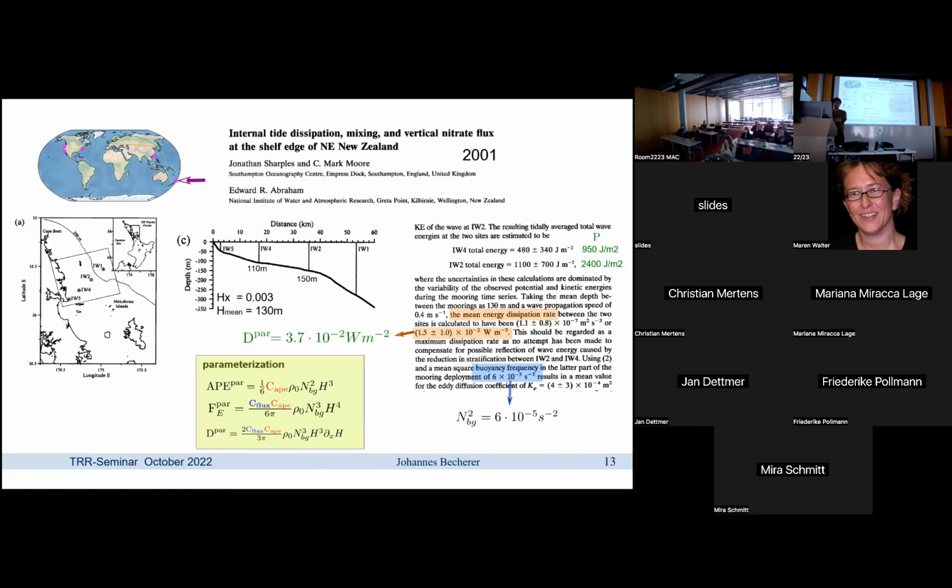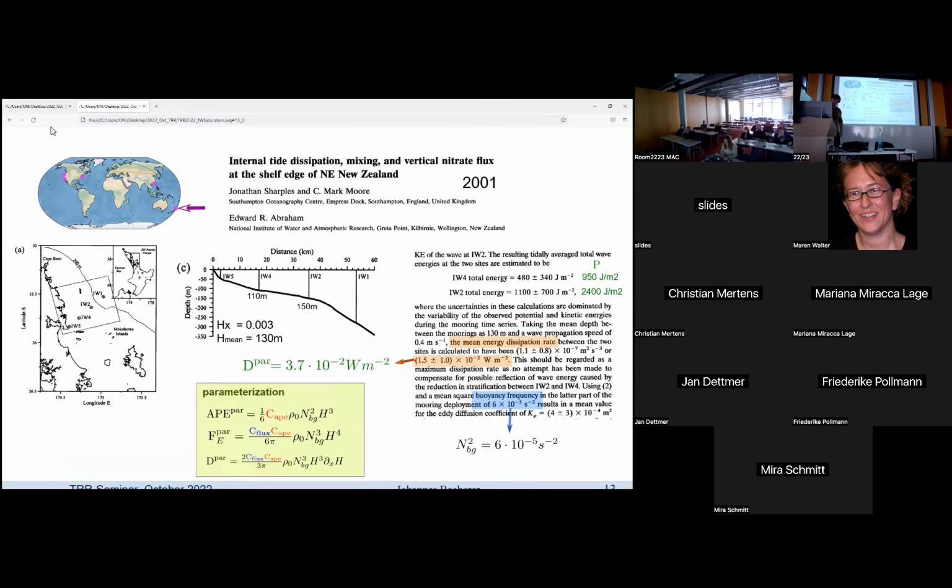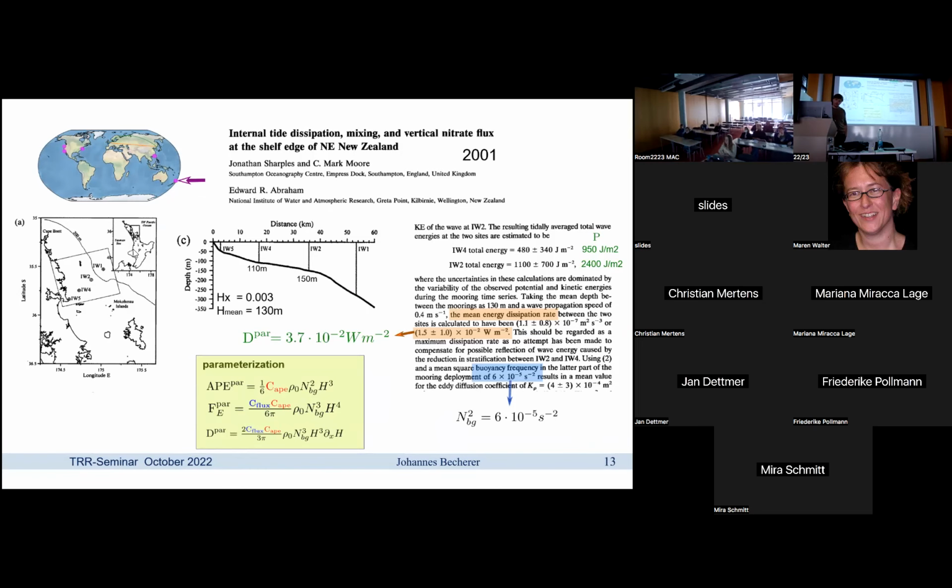We can look at a different data set from the shelf of New Zealand here, on the northern island. And this is quite an old classic data set from Jonathan Sharples, 2001, where they had moorings across the shelf, also from about 300 meters all the way up to 50 meters.